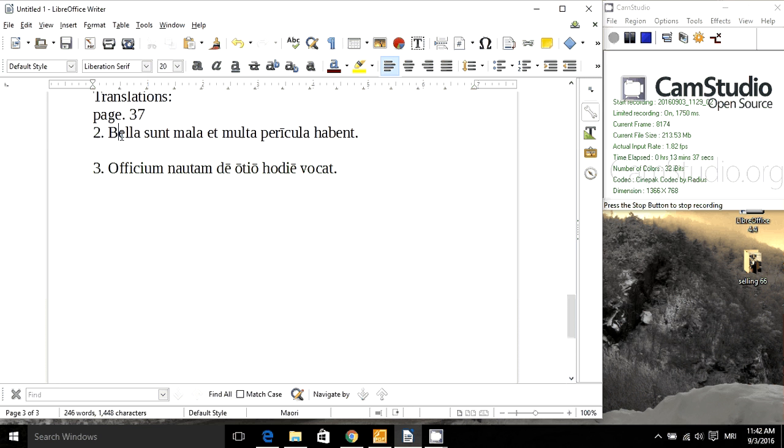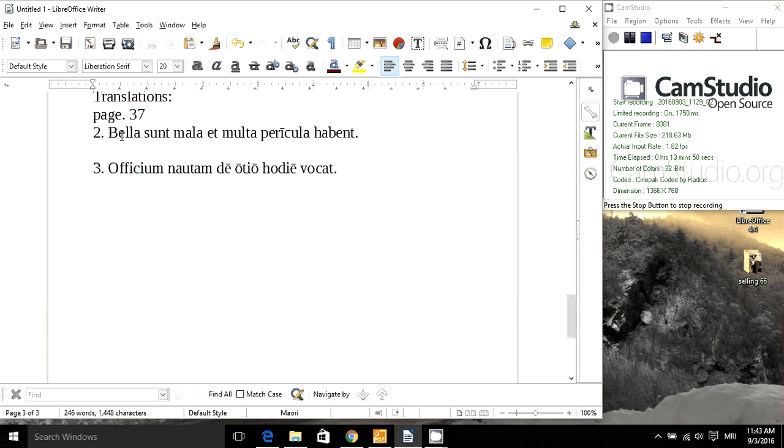Iuvo, iuvare, iuvi, iutum. So there's a verb, clearly of the first conjugation, to help, assist or aid. Sum, esse, fui, futurum, to be, to exist, which we just learned. All right. Now let's work on these translations on page 37.